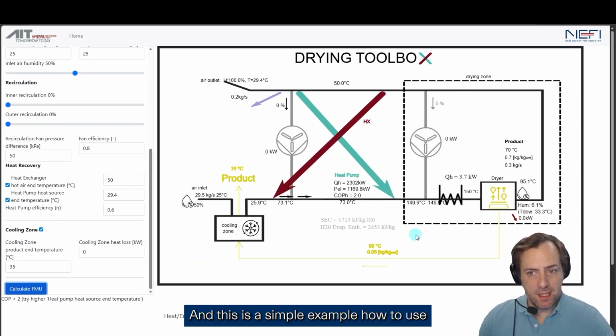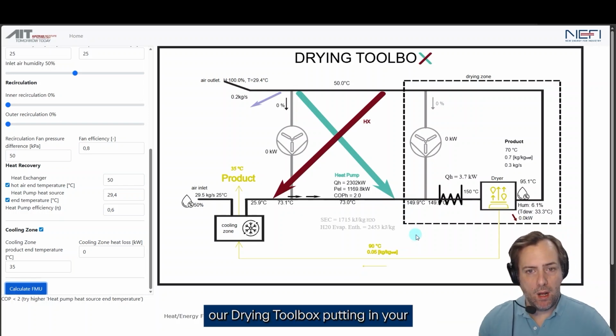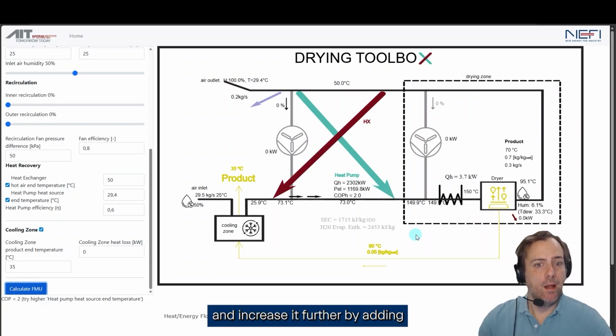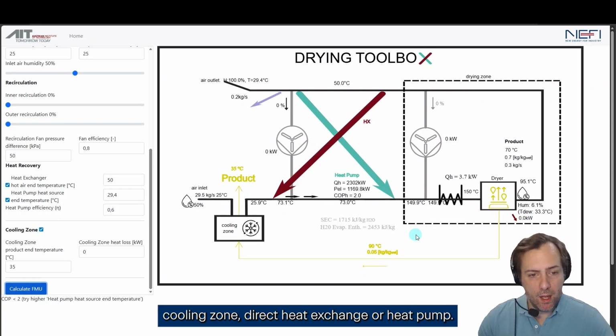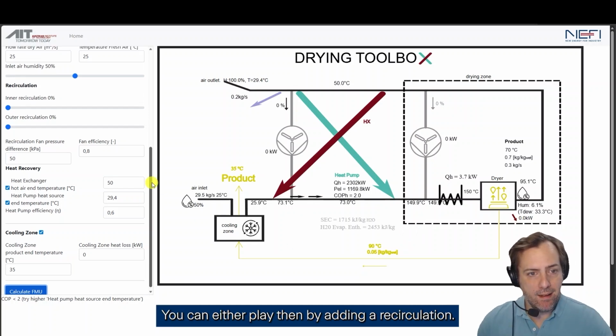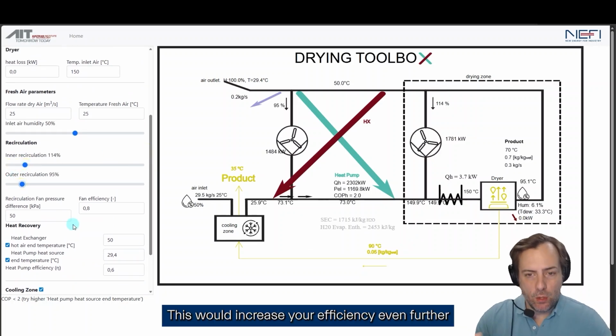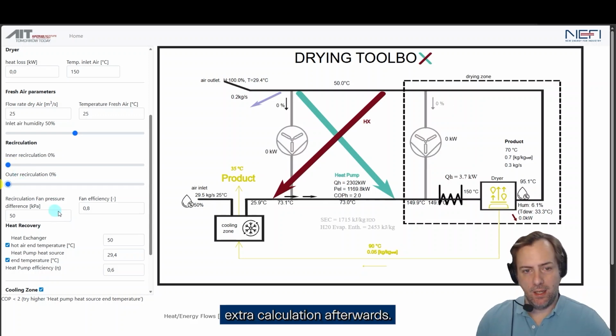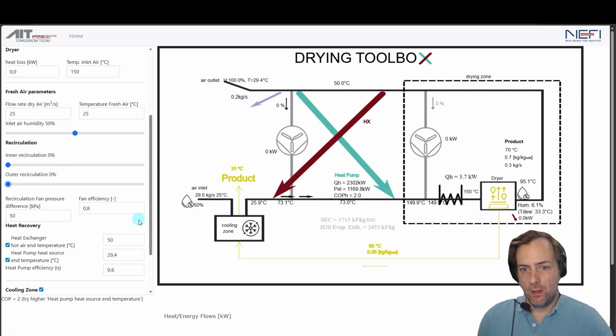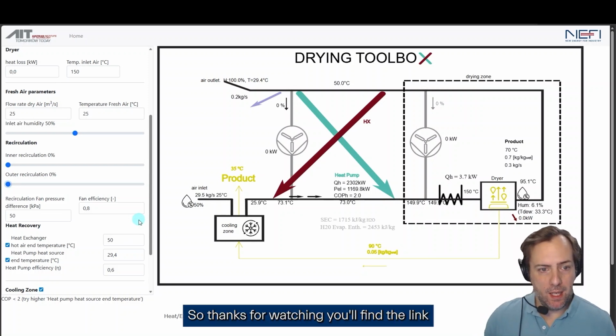And this is a simple example how to use our drying toolbox, putting in your numbers of your drying process and increase it further by adding cooling zone, direct heat exchange, or heat pump. You can either play then by adding a recirculation. This would increase your efficiency even further, but this could be done by an extra calculation afterwards.